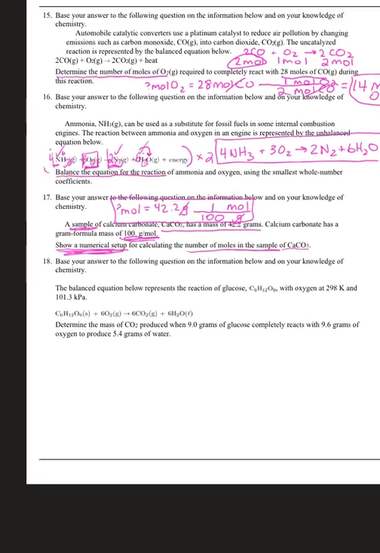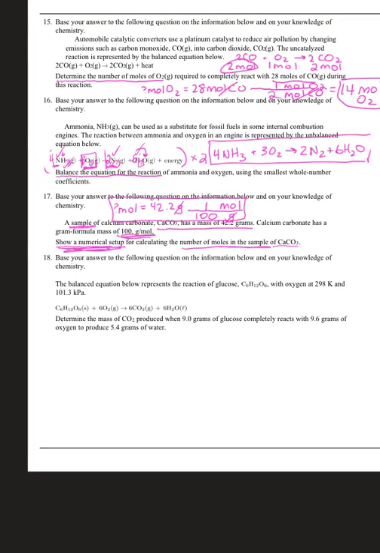Okay, question 18. Base your answer to the following question on the information below. Okay, so I'm going to go straight to the question. Determine the mass of CO2 produced when 9 grams of glucose reacts completely with 9.6 grams of oxygen to produce 5.4 grams of water. Okay, this is a conservation of mass. Conservation. That tells us that the mass of the reactants must be equal to the mass of the products.